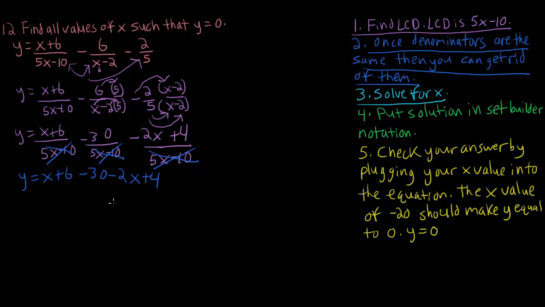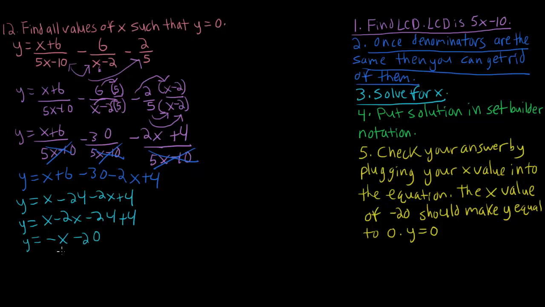So to solve for x, we want to get together like terms. So we have, let me see, y equals x, 6 minus 30, or positive 6 minus 30 is negative 24, minus 2x plus 4. Again, let's group together the like terms. So we have y equals x minus 2x minus 24 plus 4. And that gives us y equals x minus 2x is just negative x. And then negative 24 plus 4 is just negative 20.